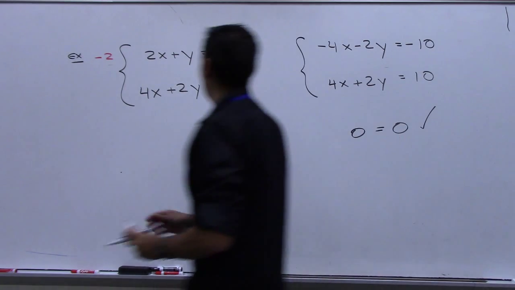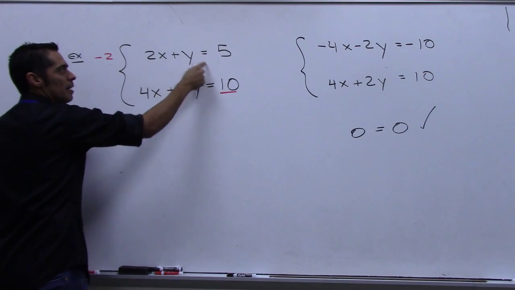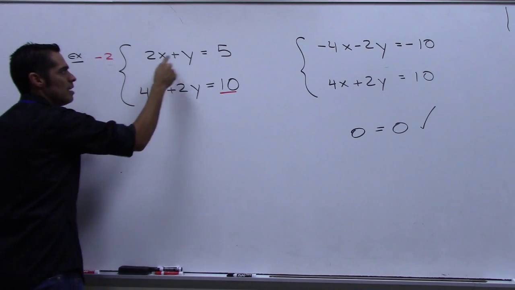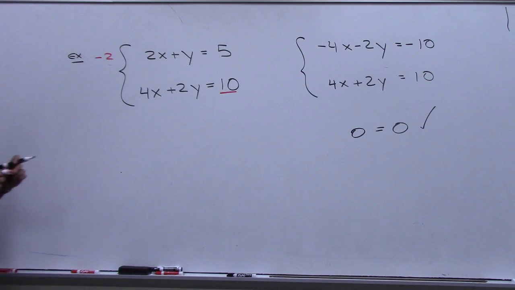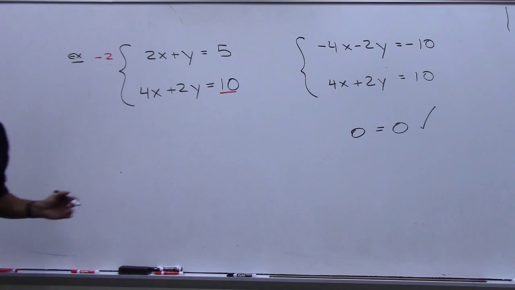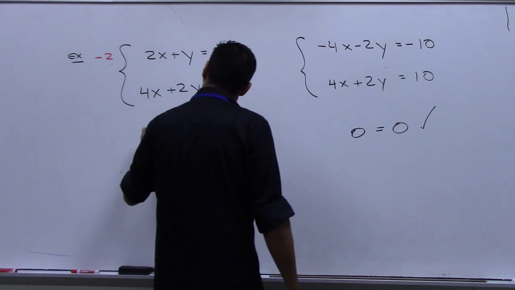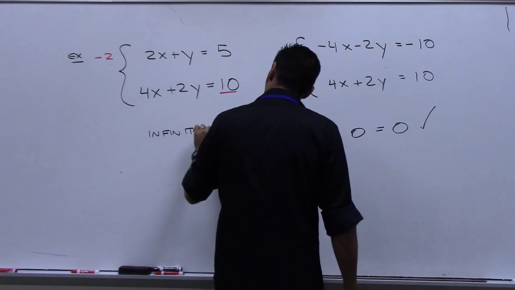In fact, look at it. If I take this line right here and double it, I get that, right? Just 2 times each of those, and I get that. So this is the same line, so I have an infinite number of solutions, right? Infinite solutions.